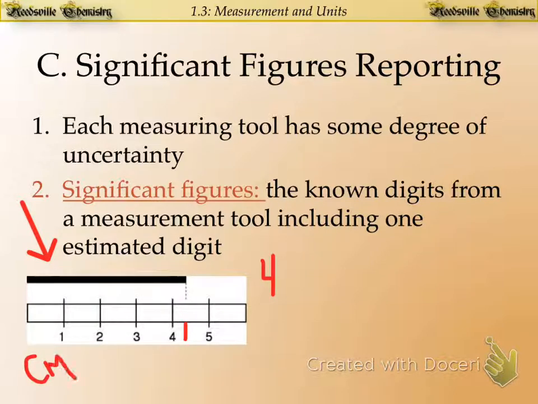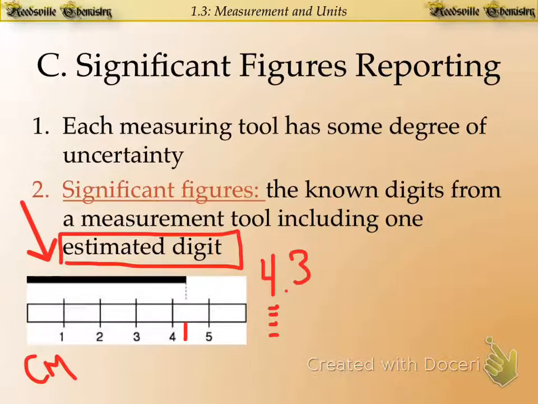We know that it's 4. We know that it's less than 5. So this is the known digit of our measurement. And sig figs tell us that we can include one estimated digit. So we can actually go one digit further. Well, it doesn't look like it's halfway between 4 and 5. It's less than halfway. I'd say it's a little bit under 4.4, so there's 4.3.